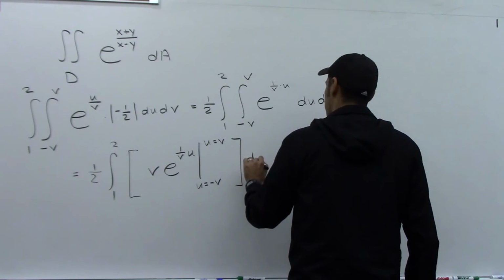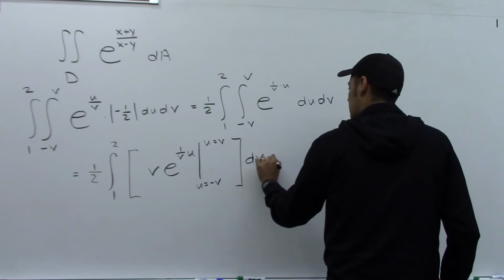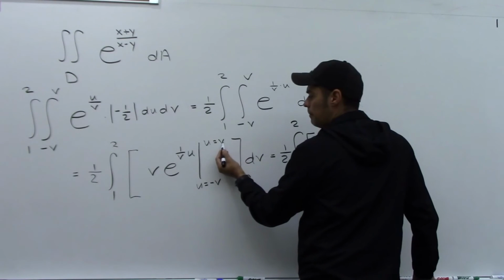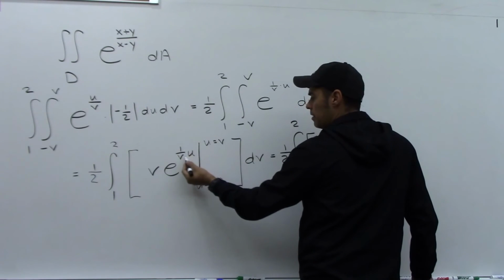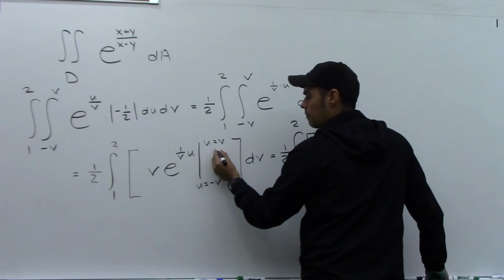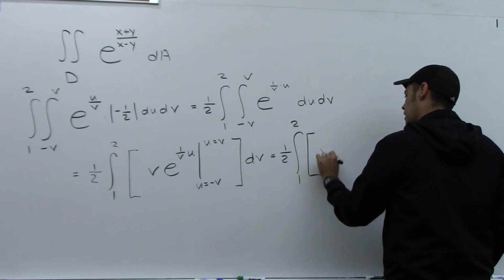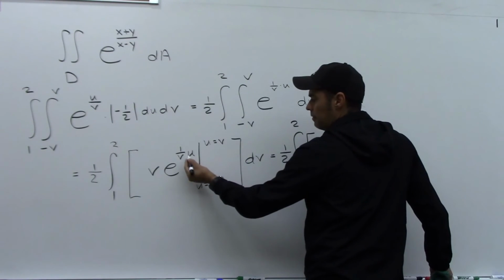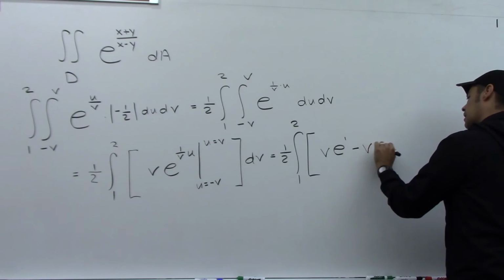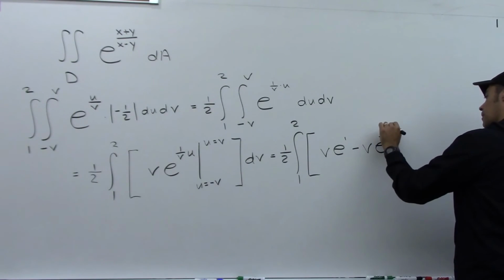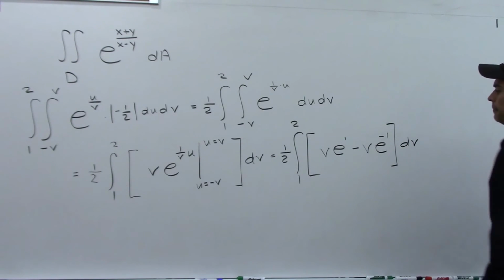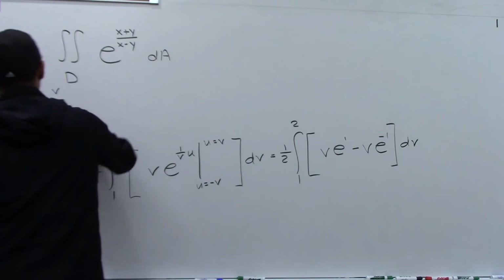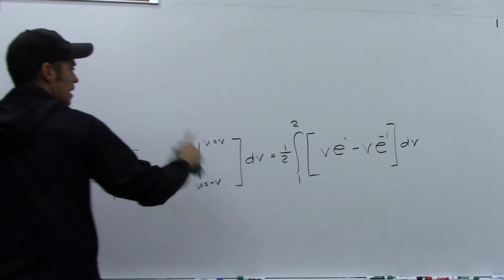And then I'll integrate with respect to v. So this is equal to 1/2 integral 1 to 2 of, let's see, plug in v for u, and you get 1 over v times v, that's 1. So you get v times e to the 1, so v e to the 1, that's fine. Minus, and then now plug in negative v, you get v e to the negative 1, dv. All right, next step. Just remember e to the 1 and e to the negative 1 are constants.